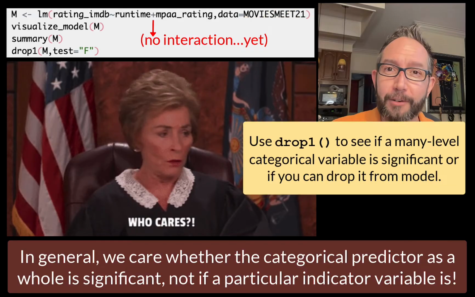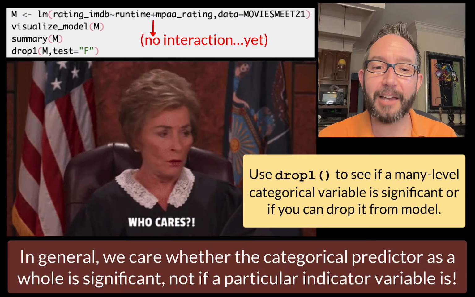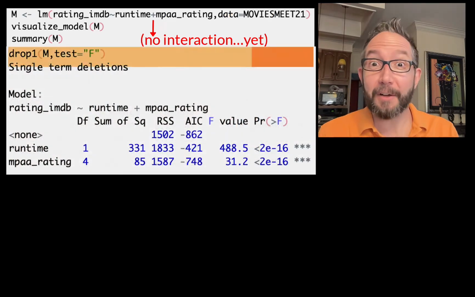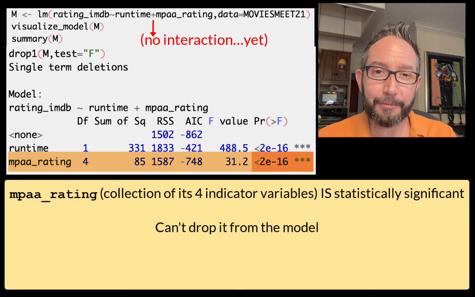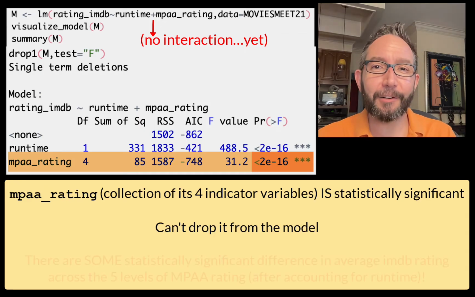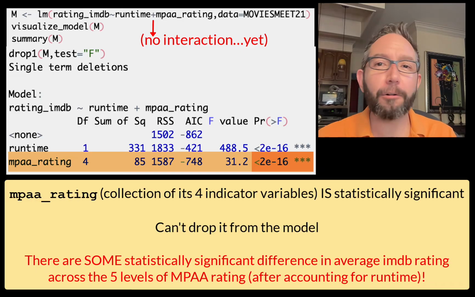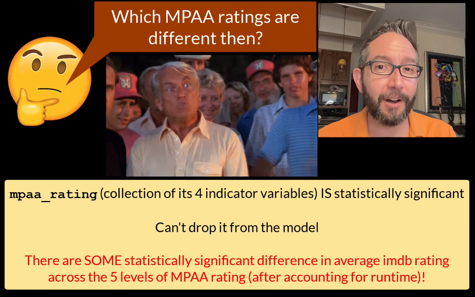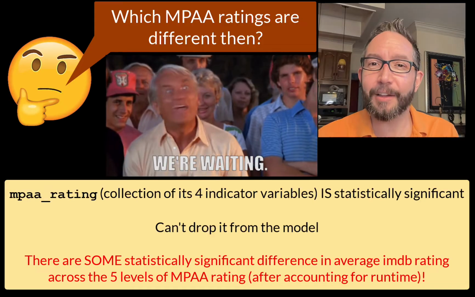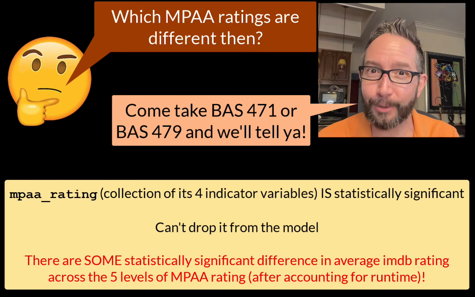And so for that, we can run drop one to see if we can drop all of the indicator variables representing MPAA rating simultaneously. Now, the p-value of this partial F-test comes back much less than 0.05, so we can't drop MPAA rating from our model, indicating that there are some statistically significant differences in the average IMDb rating across our 5 levels of MPAA rating. Now, unfortunately, this test doesn't tell us where those statistically significant differences are. For that, you're going to have to take another business analytics class, either BAS 471 or BAS 479. You'll learn how to do that.